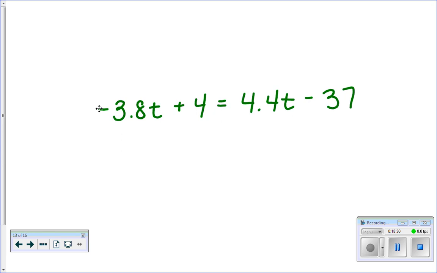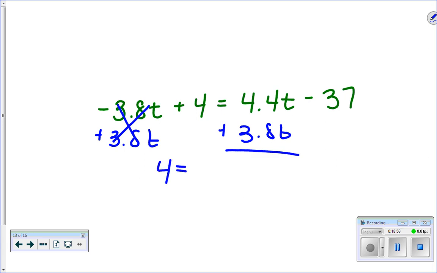Yeah, I have a lot of people that have that problem. Well, if you look at this, something's going to turn out to be negative because if I'm going to add this to that, then I got to, oh, it won't be negative. Will it be negative? It's not? I thought it was. My bad. So then it's like this. So I get 4 equals, let's see, 8.2 t minus 37.